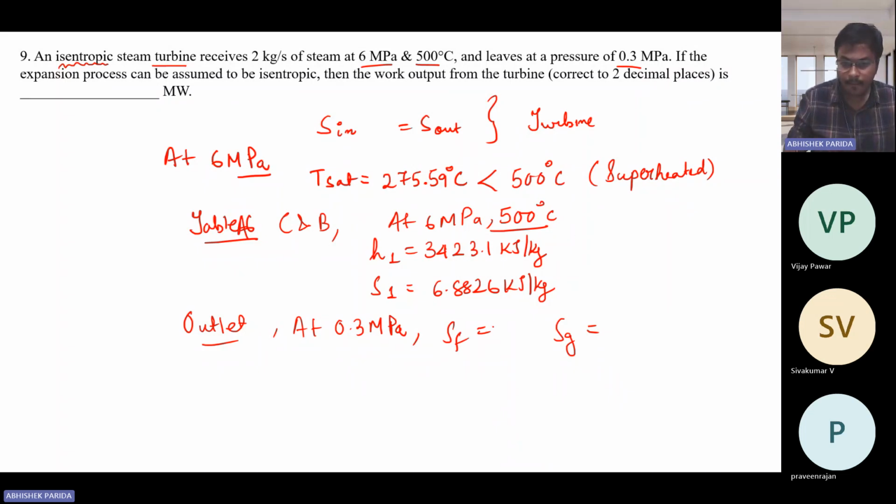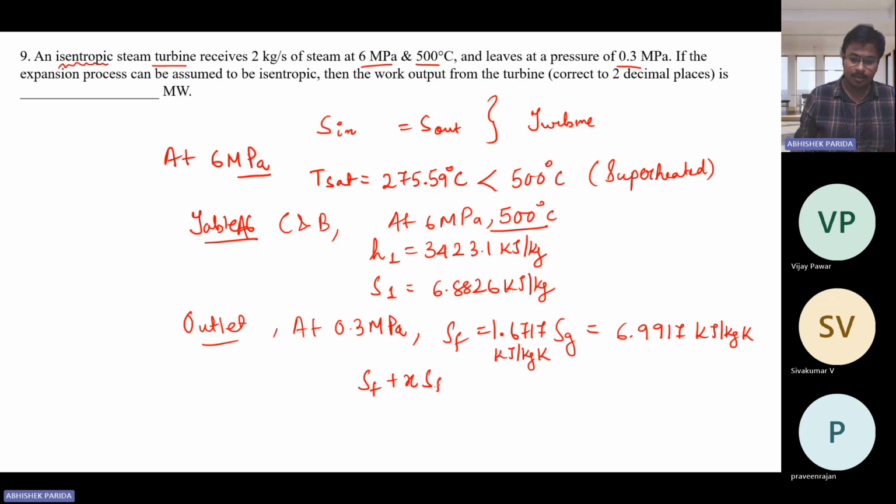SF is 1.6717 kilojoule per kg Kelvin. SG is 6.9917 kilojoule per kg Kelvin. So now SF plus X SFG is equal to 6.8826. Now from here find out X.